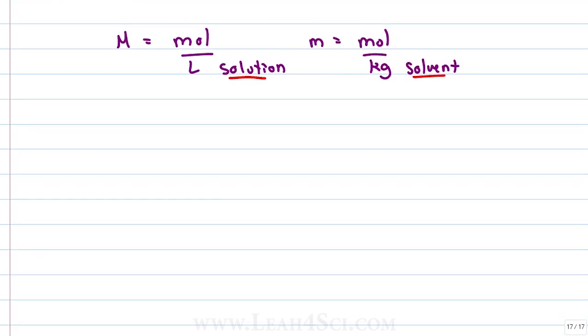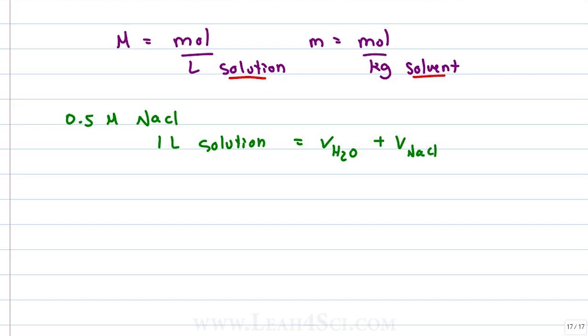The major difference is that molarity takes the entire solution into account. In our example of 0.5 molar NaCl, we said we had 0.5 moles NaCl for every 1 liter of solution. What is a solution? Everything mixed together. That means the total volume of 1 liter is equal to the volume of the water mixed with the volume of the NaCl. Even though we put just a little bit of salt into solution, that salt does have volume and it will contribute to the total volume of solution.